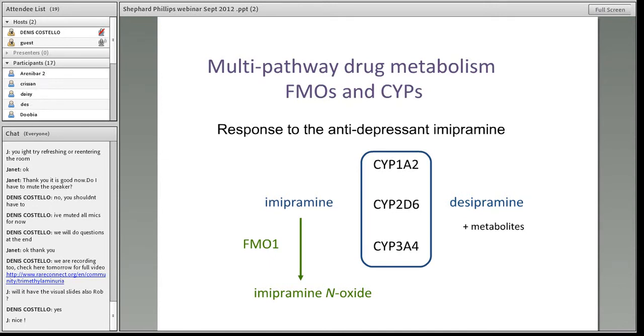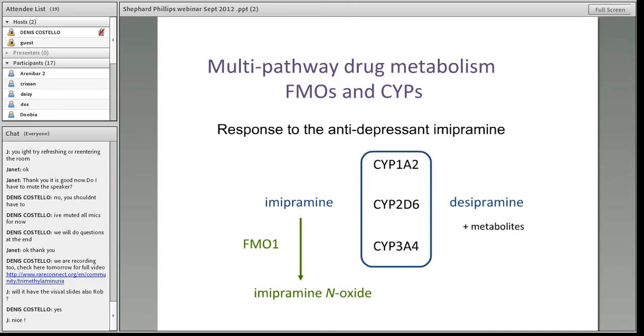So in this slide, I'm just showing you a simple example of how a drug can be metabolized by an FMO and by several CYPs. The drug is an antidepressant, imipramine, and it's metabolized by FMO1, not FMO3, but I've chosen this example just because it's a simple and quite clean example to explain the process to you. So imipramine is converted by FMO1 to imipramine N-oxide. So imipramine has a nitrogen onto which FMO1 puts an oxygen, and then imipramine N-oxide can be cleared through the kidneys.